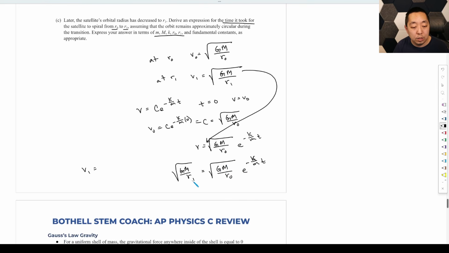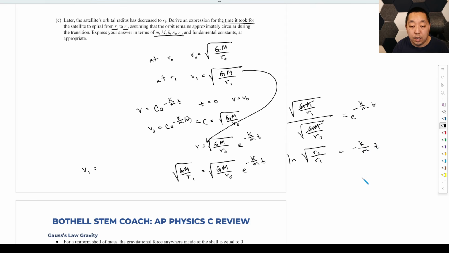So when I divide the two here, you're going to get square root of GM over R1 over square root of GM over R0 equals e to the negative k over m t. The G and the M's cancel. This becomes square root of R0 over R1. Okay, then you just take natural log of both sides to get rid of the e.